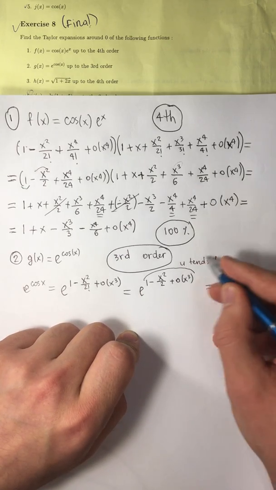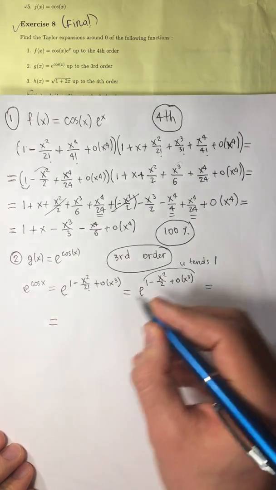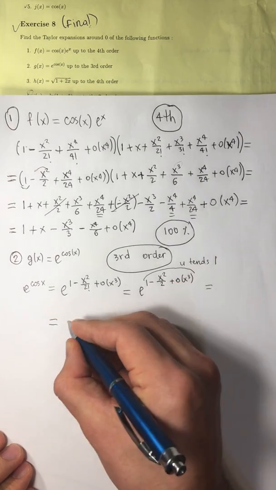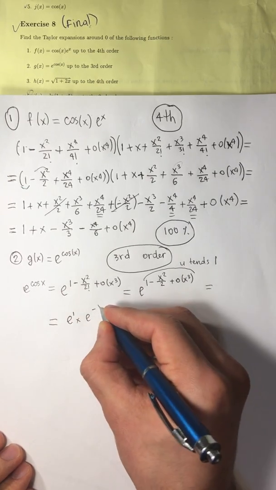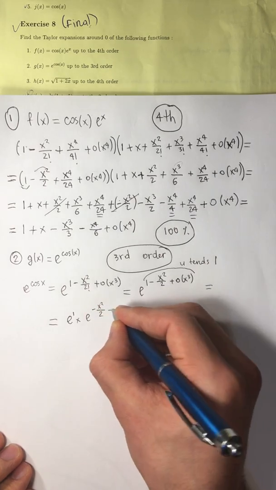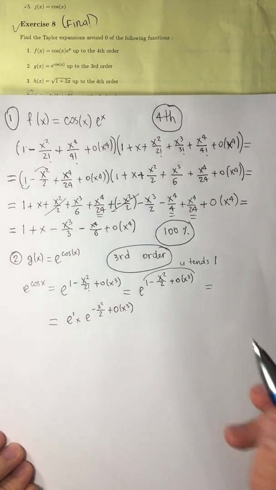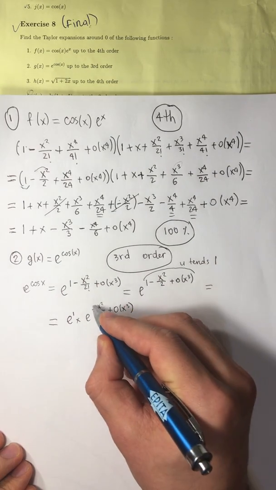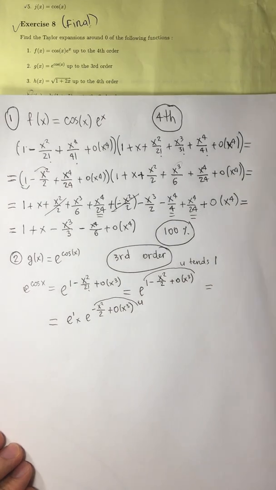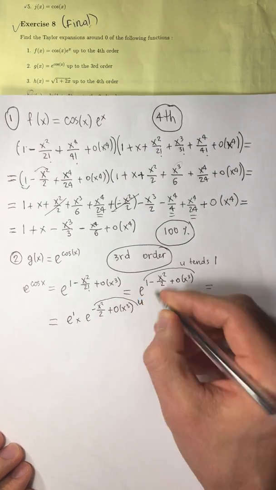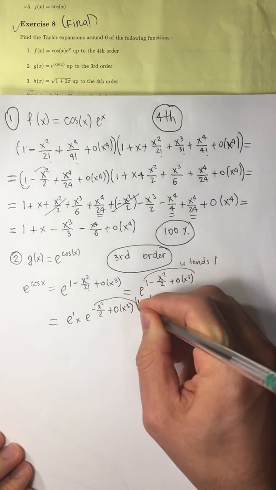If you write this, it's wrong. So what you can do is you take 1 out of this. So for example, you write e to the 1 multiplied by e to the minus x squared divided by 2 plus o(x cubed). Am I right? Yes. And now you are going to say this one is u. Okay, let me use my green pen. This one is u, and u tends to 0. You must write this.